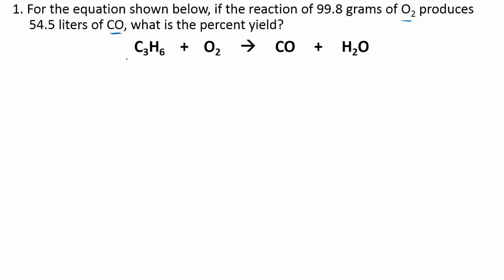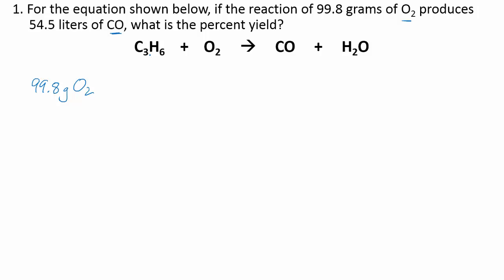Generally speaking, when we do stoichiometry with these problems, we're going to be starting with a reactant, like oxygen in this example, and solving for the amount of product that can be made or yielded. So we're pretty much always going to find that the amount that you're given that is a reactant, for example here the oxygen, is going to be our starting amount. So let's start with 99.8 grams of oxygen. The question is asking how much carbon monoxide then should I be able to make, and then we'll find percent yield.